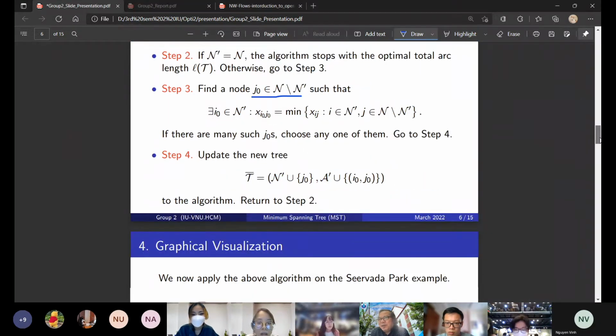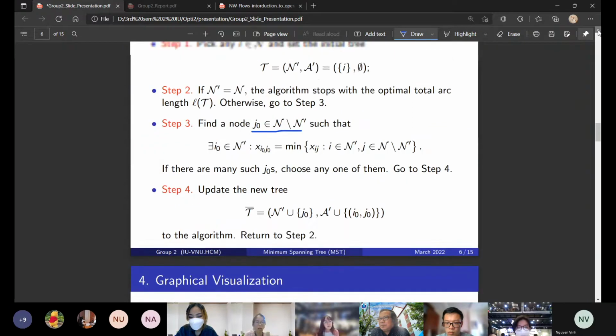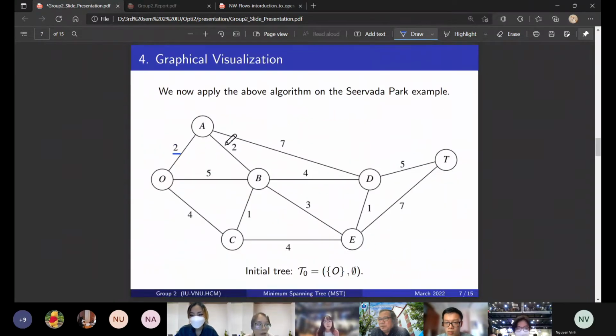Yeah, that's right. You can explain here a bit more clearly. Okay, in step 3 we choose the node in the set N minus N prime. All the possible nodes J here are A, B, C, D, E, and T. But only 3 nodes, A, B, and C, are accessible to node O. We cannot connect directly from node O to node D, E, or T. So we just consider the 3 nodes A, B, and C.